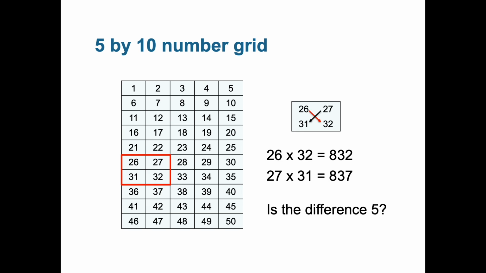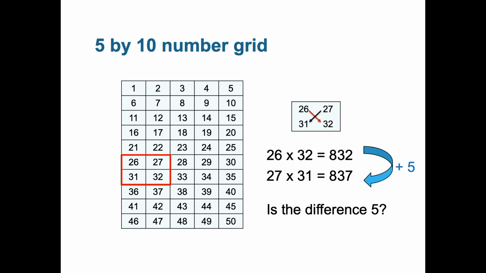So welcome back. We can see here 26 times 32 is 832, 27 times 31 is 837. Hopefully you got those answers correct. And is the difference 5? Well, 32 plus 5 is 37. So yes, indeed, there's a difference of 5 here.